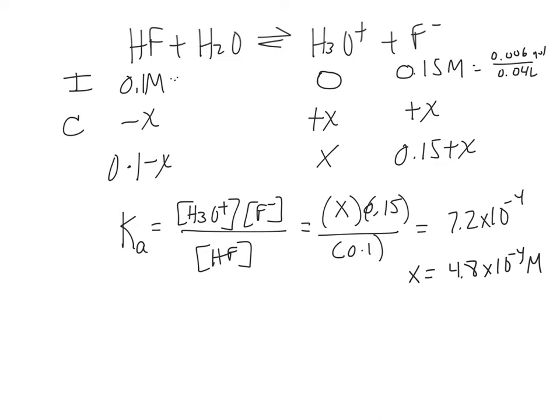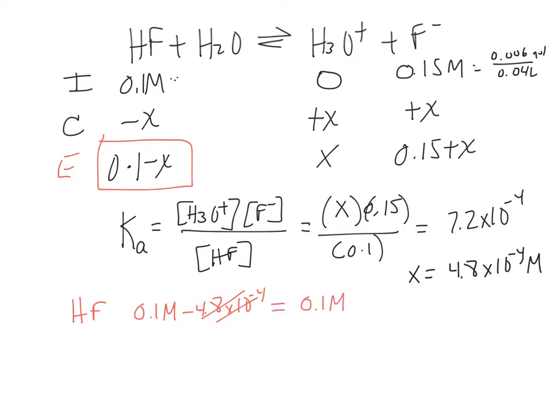Okay, so now to answer the question, it says calculate the number of moles remaining in the solution. So we're going to go back here at equilibrium. The number of moles remaining in the solution of HF is going to equal 0.1 molar minus 4.8 times 10 to the minus 4 molar. And so this is not going to affect the significant figures. So it's going to be 0.1 molar, which if we multiply that by our 40 milliliters is going to give us 0.004 moles.